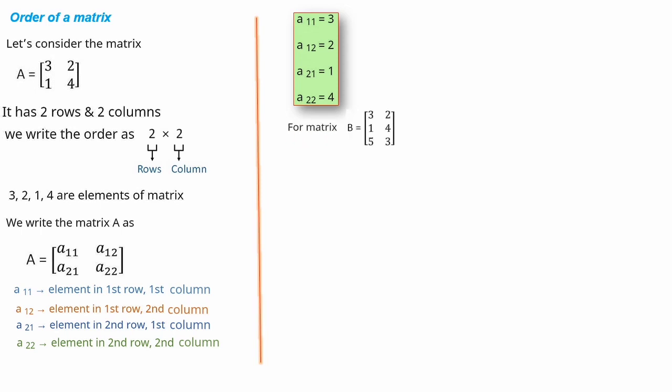Then for matrix B is equal to 3, 2, 1, 4, 5, 3. It has 3 rows and 2 columns. First row, second row, third row, 3 rows and 2 columns. So the order is 3 by 2. Remember, 3 by 2. 3 rows and 2 columns. We write matrix B as B is equal to matrix 3, 2, 1, 4, 5, 3. The same matrix we will write and in the suffix we will write its order, that is 3 by 2. Just on the right bottom, 3 by 2 we write, and this way is the representation of order of a matrix.